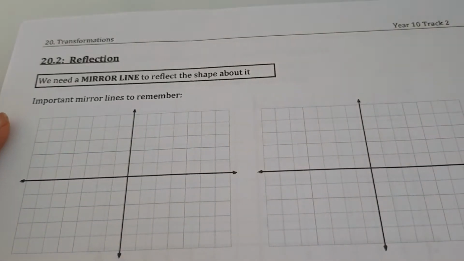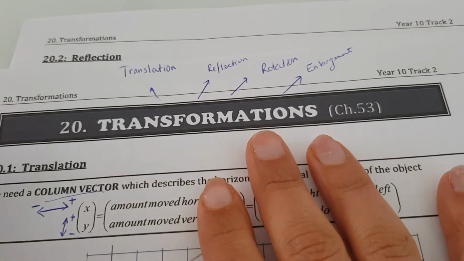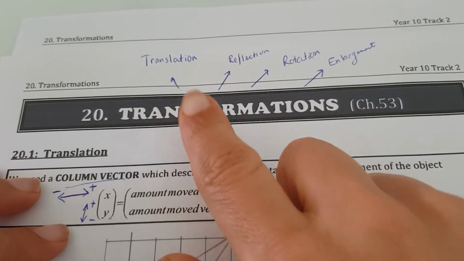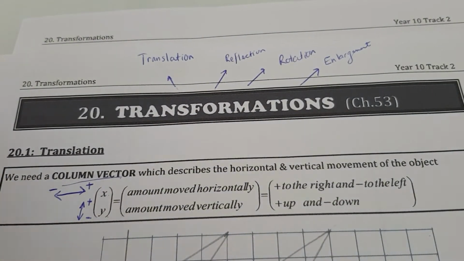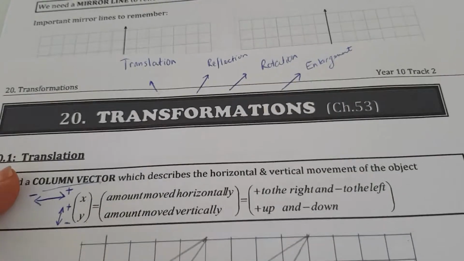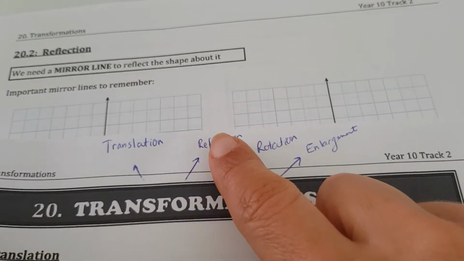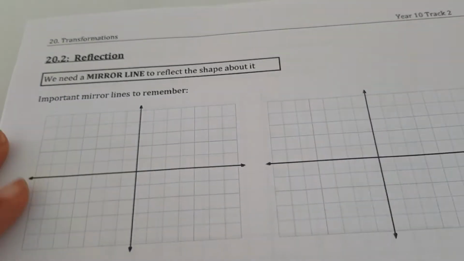Hello everyone. We are doing the topic of transformations, okay? And in transformations, we're transforming shapes. We said there are 4 different types, okay? You either translate a shape from one place to the other, like we did in last lesson, or we reflect a shape, we rotate it, or we enlarge it. In this video, we will be dealing with reflecting a shape.